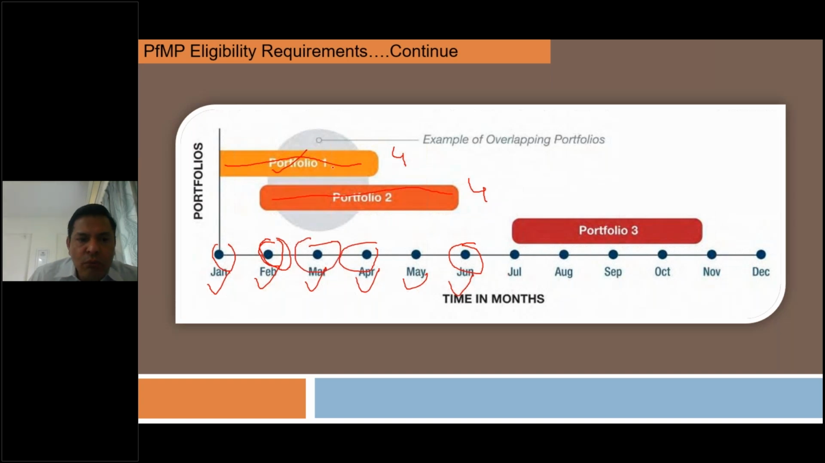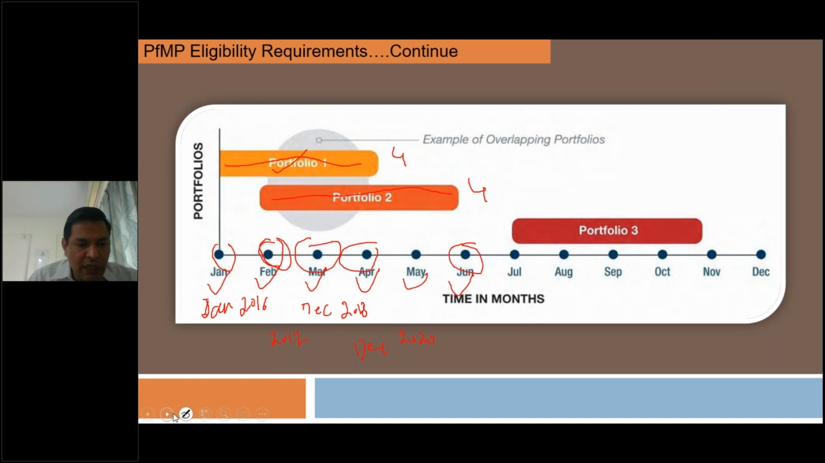So friends, you can show portfolios starting together. Say the first portfolio runs from January 2016 to December 2018, and the second portfolio from 2017 to 2020. These can run in parallel, but the total months should be 48 months, say by December 2020. So two portfolios can run parallelly, but the overlapping months will not be counted as your experience. I hope I have made it clear.